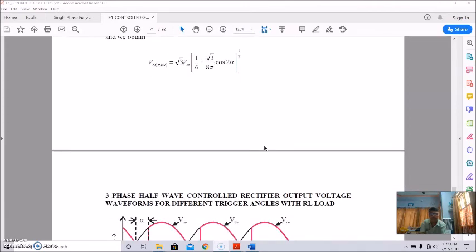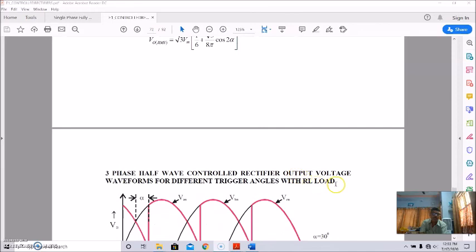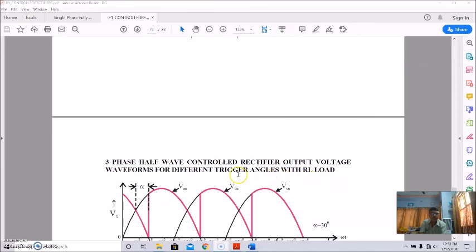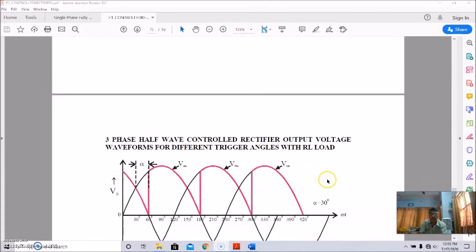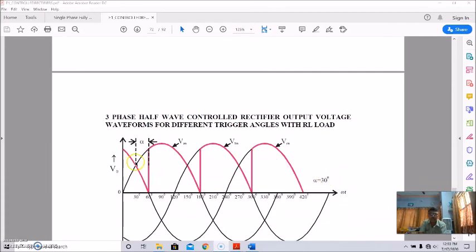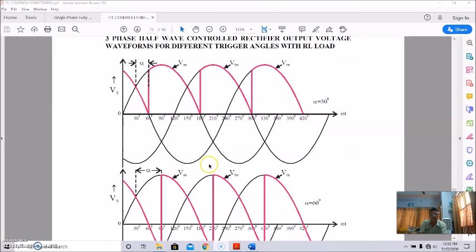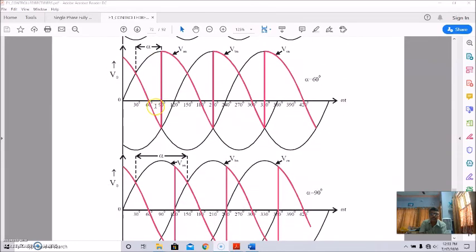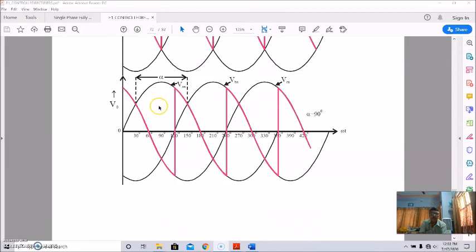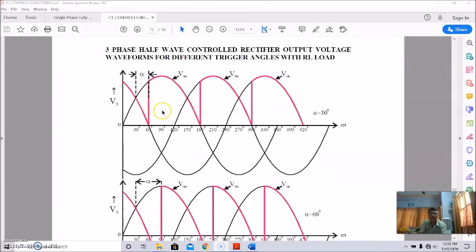So we can also find out the output voltage for different trigger angles with RL load. So we have so far discussed the trigger angle alpha, that is, if we can vary alpha, like alpha for 60 degree, 90 degree, etc. Actually, these are the different angles for RL load. Okay, so this is shown here actually. So this is for alpha 30 degree actually, if we say. So this is 30 degree.